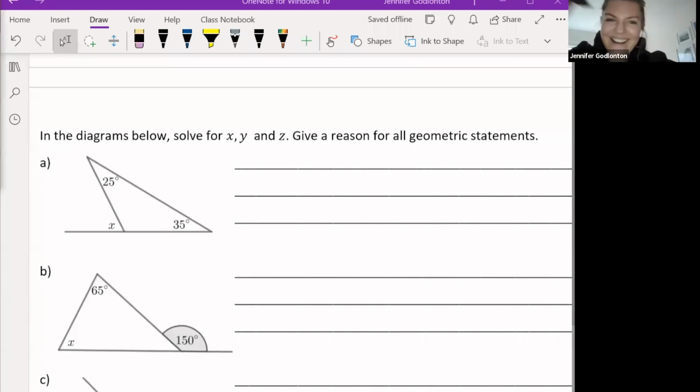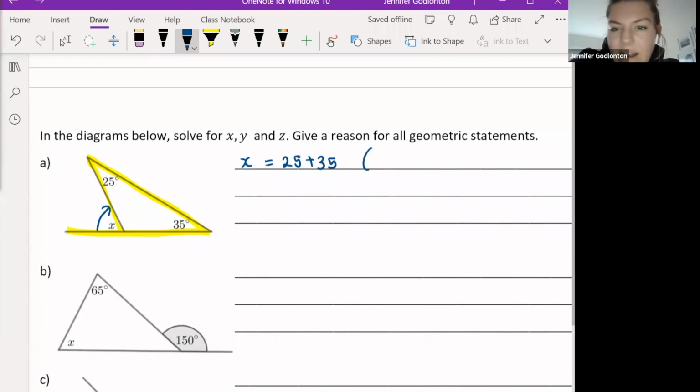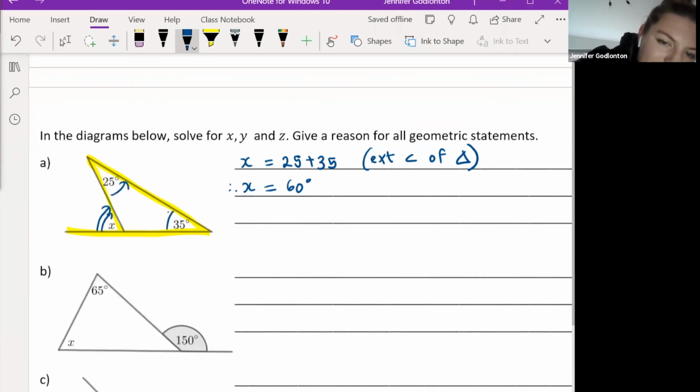Nice one. Okay, let's quickly go through these two and then I will give you your next one to work on. Okay, so here is my triangle, and there's my exterior angle. So I can say my exterior angle is equal to the sum of my two interior angles, and I would say exterior angle of triangle. Therefore x is equal to 60 degrees. So the exterior angle is equal to the sum of my two interior angles. So that's our first one.